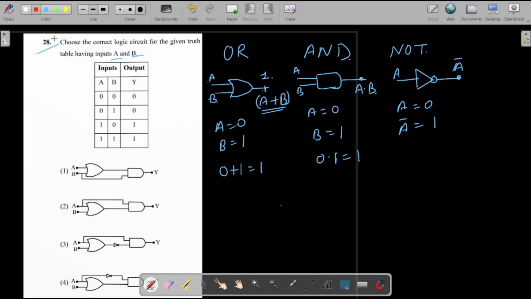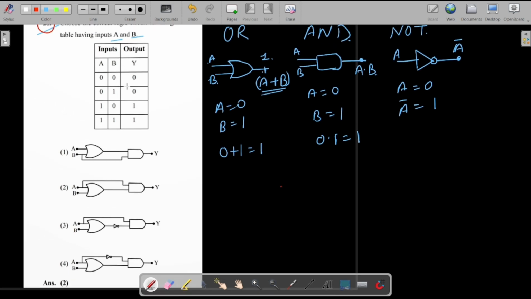Okay, let's solve question number 28. Here we have to choose the correct logic circuit. First of all, we should have an idea about these gates. We have three gates here: OR gate, AND gate, and NOT gate.